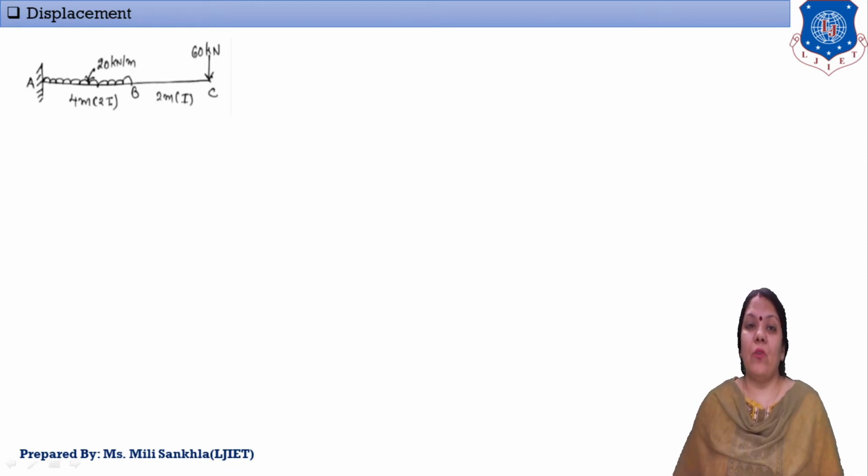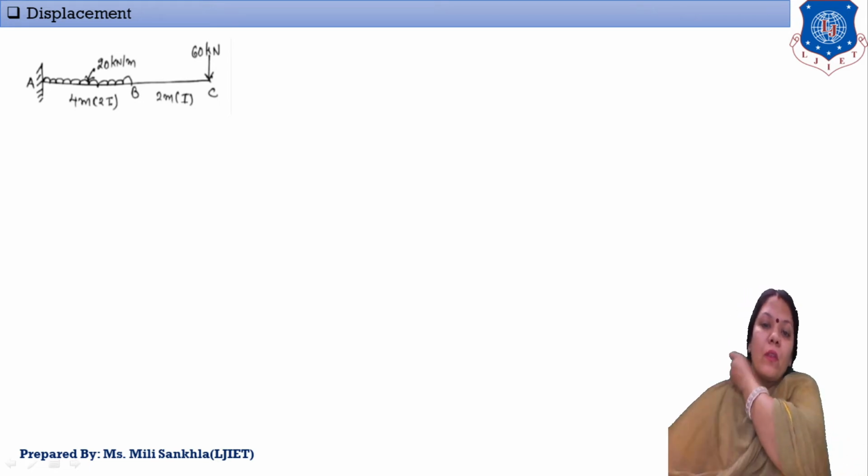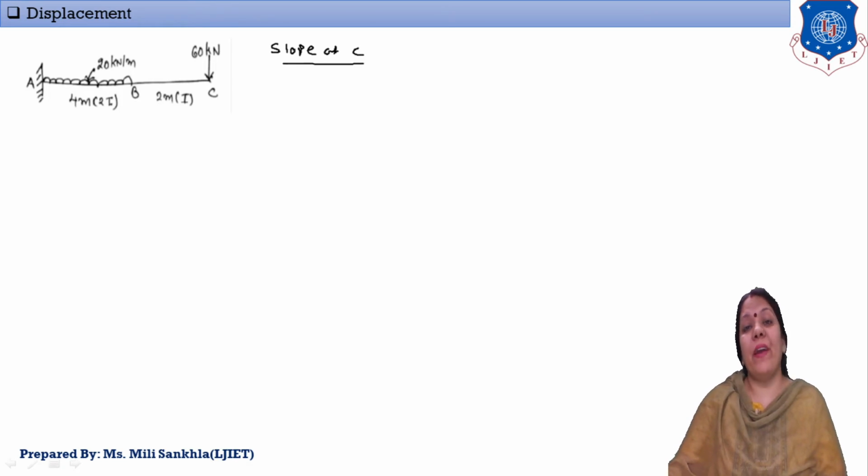Now next we find out slope at C. First of all mention here, next we find out slope at C. So write down here our heading, slope at C. Now when we find out slope, at the point where we find out slope, we assume a moment. Suppose here we assume that the moment acts in clockwise direction, because according to Castigliano's theorem, when a moment is applied at a particular point, we get slope. So apply clockwise moment at point C.